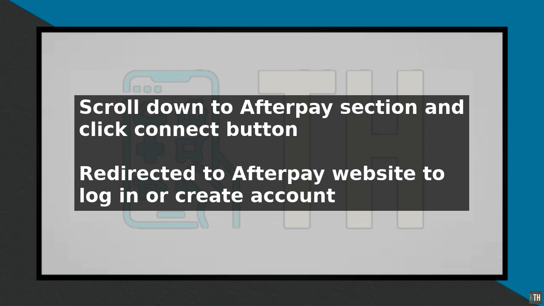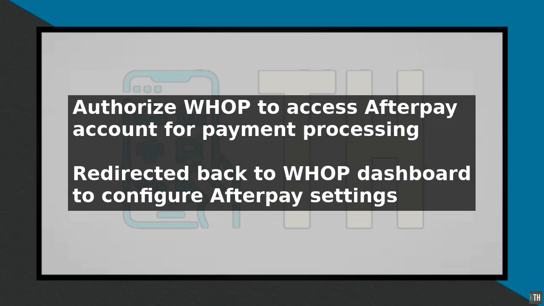After authorizing Whop, you will be redirected back to your Whop dashboard where you can configure the Afterpay settings. Here you can choose which products are eligible for Afterpay and set the minimum and maximum order amounts. To complete the setup, click on the Save Changes button to activate Afterpay as a payment method in your Whop store. Your customers will now be able to select Afterpay as a payment option at checkout.